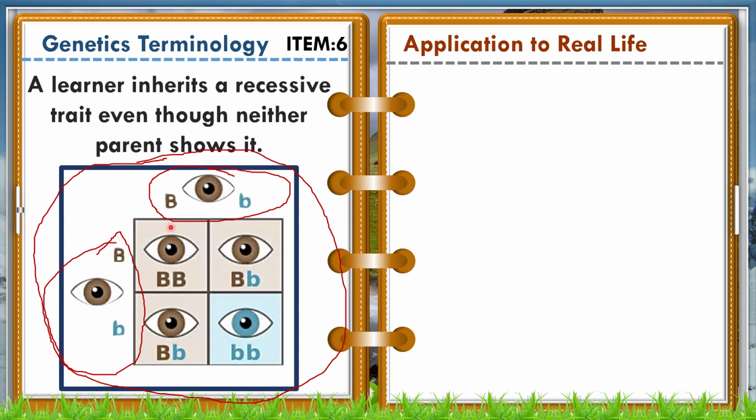So if here we have the parents showing this dominant trait, but a learner is showing the recessive trait, therefore, the learner they are talking about must be this learner here with blue eyes, which are different from the brown eye of both parents. So let's go to the task. Tasks.